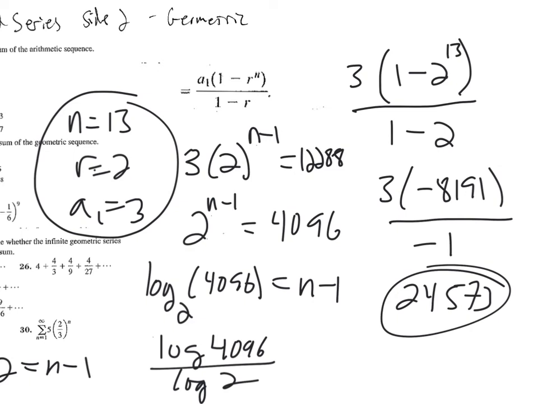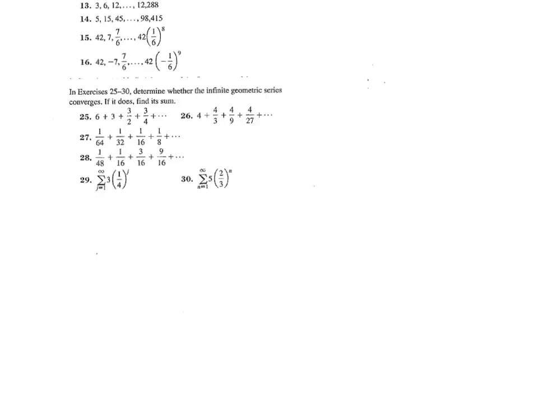We're pretty close to 25,000. Okay, so that's a partial sum. Oops, I got to stop this. Okay, so now the very last thing I'm going to do in this video is how do you find the sum of an infinite geometric series?